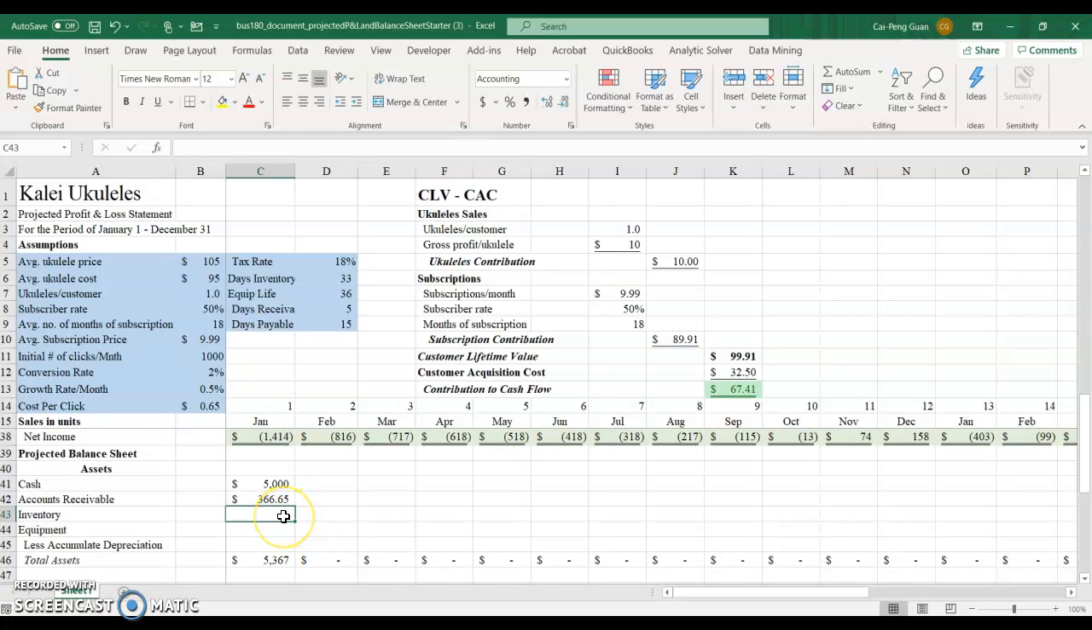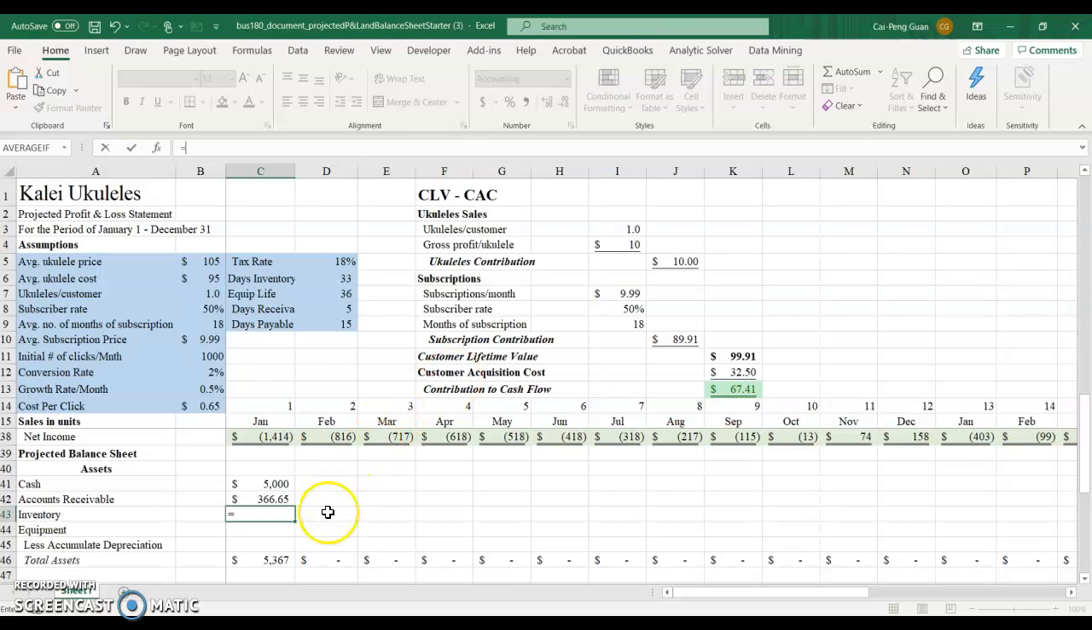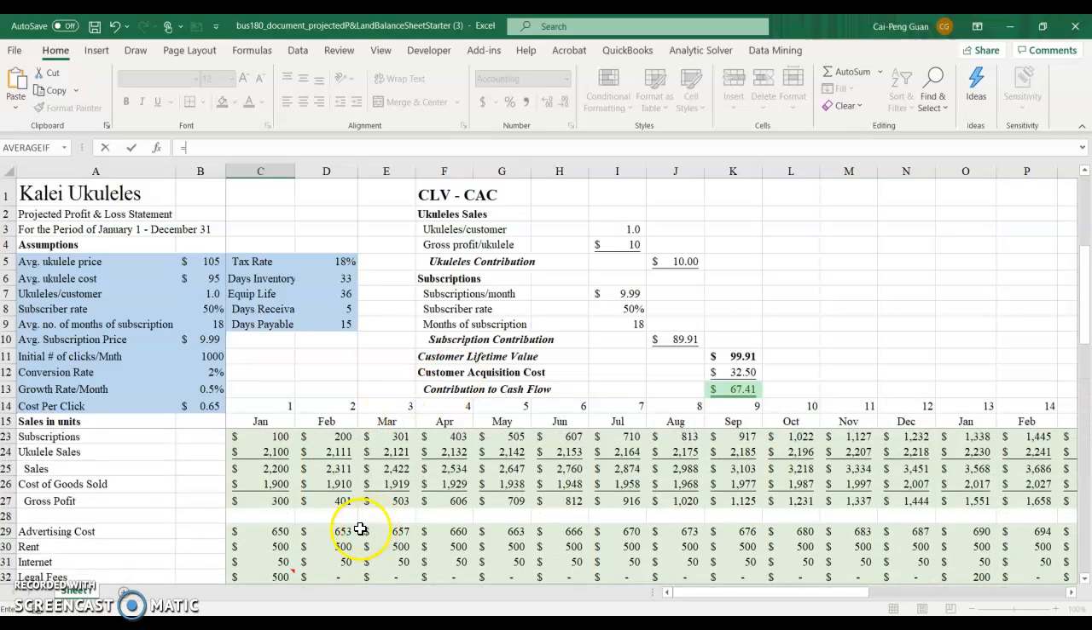Got this number. As for the inventory, if you plan to have 33 days inventory, please pay special notice to this one. We are using next month's cost of goods sold instead of this month's to figure out how much inventory we have to have on hand. This is because we need to pre-plan how much inventory we have on hand in order to prepare for next month's sales, the cost of goods sold. That's why we use the February number divided by 30 days times days inventory.